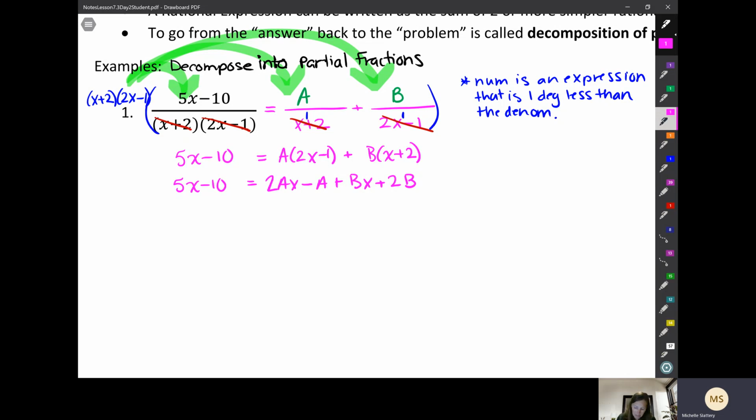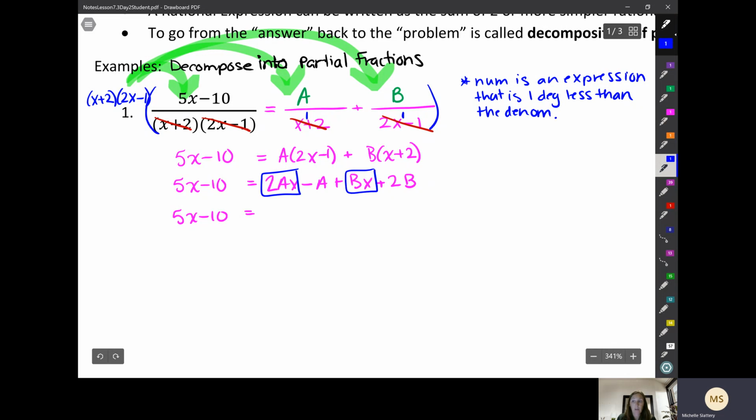So on the left, I simply just have my 5x minus 10. On the right, I have 2ax that has an x in it, and I also have bx that also has an x in it. So I'm going to write those next to each other: 2ax plus bx, and then I can see that I have minus an a and plus 2b. Those don't have any variables, so those are going to be the constants.